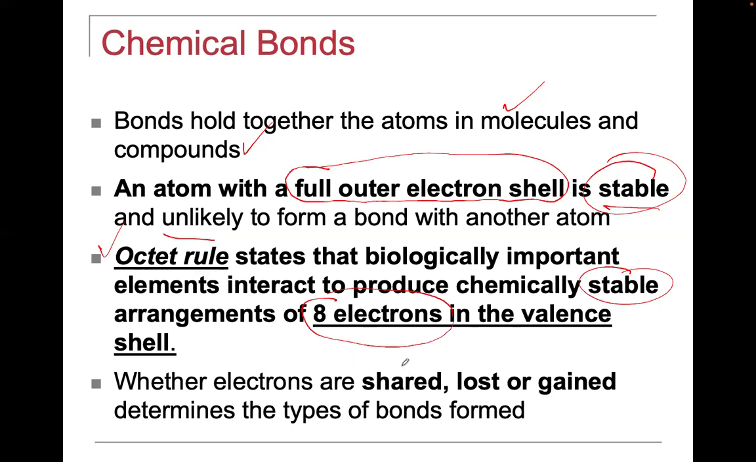Whether electrons are shared or lost or gained determines the type of bond that's formed. When it's losing or gaining, that's ionizing or ionization. And when it's sharing, we call that a covalent bond. A covalent bond is when there's a sharing. Ionization is when there's a losing and gaining type of relationship.